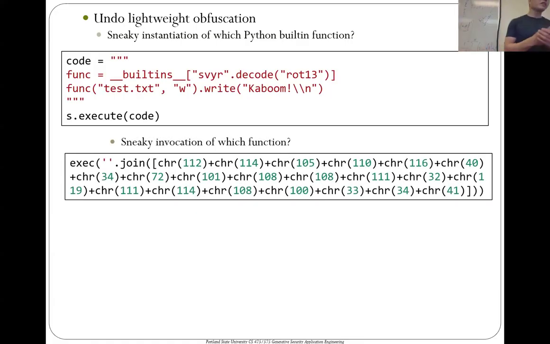This is the sneaky invocation of what function? So if you look at this, it's basically taking the ASCII code in decimal and giving you the actual character that corresponds to this. And then you're going to join this entire string, and then you're going to call exec on it. You're going to say exec this Python code. So it's basically generating the string to the Python program to execute.